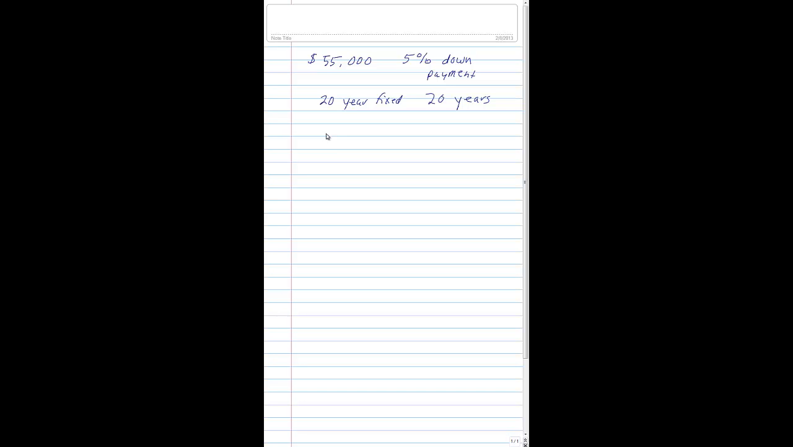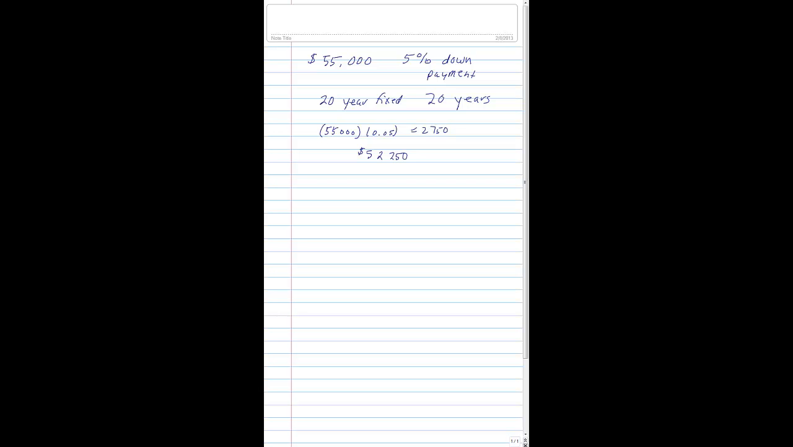If we have $55,000 that we're trying to borrow, but we need to put a 5% down payment down, the first thing we need to do is find out what the loan is actually going to be for. So we're going to multiply 55,000 times 0.05. And when we do that, we'll get $2,750. So we need to subtract that from our 55,000. And when we do that, we'll get $52,250, and that's the amount of the loan.